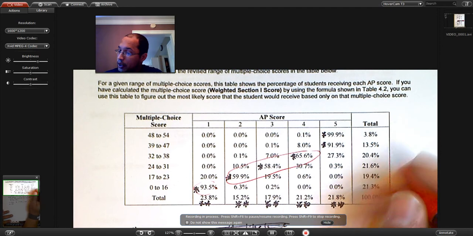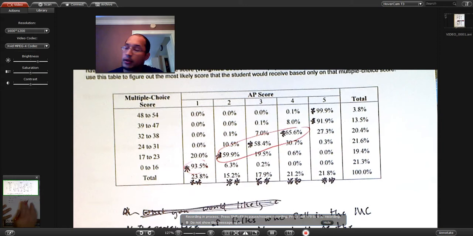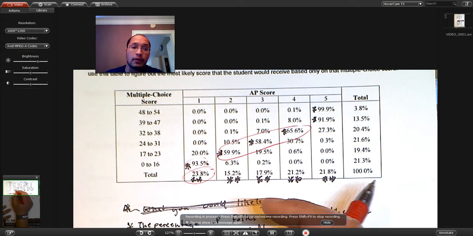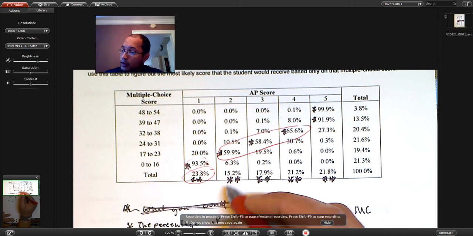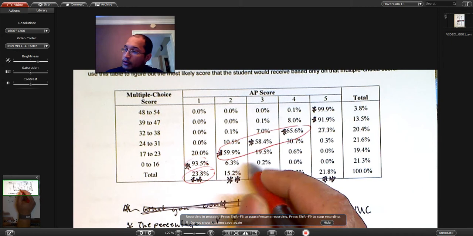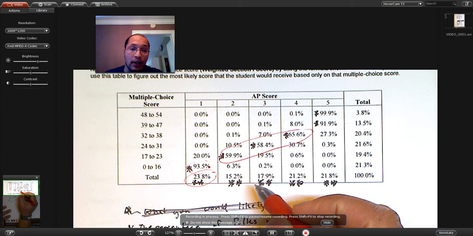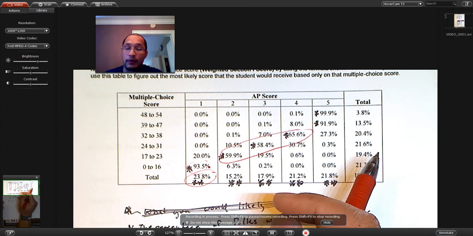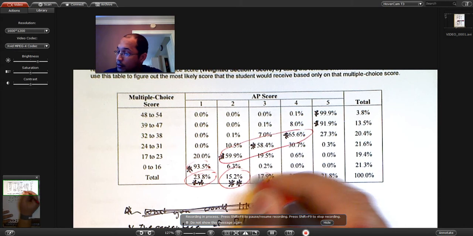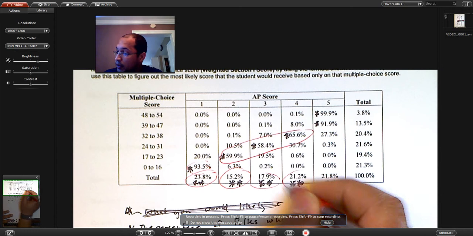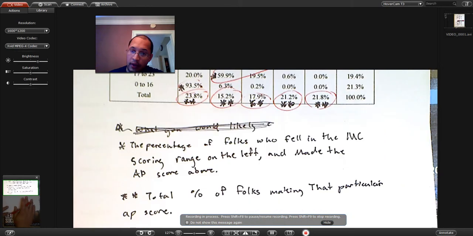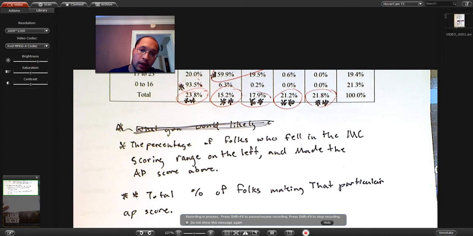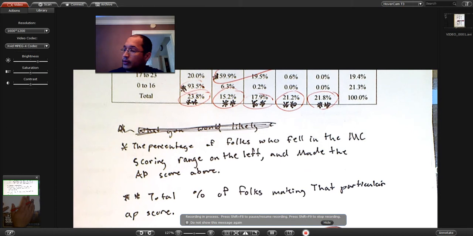But anyway, this is how many people, 23% of all kids, made a 1 on the AP exam last year. All right. And this is actually for 2008. Okay, they only send out score reports every 4 or 5 years. So 15% made a 2, 17% made a 3, 21% made a 4. All right, so that's just basically restating what I just said, okay? All right.